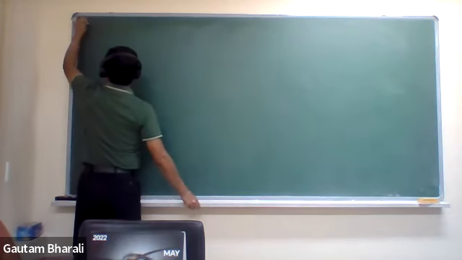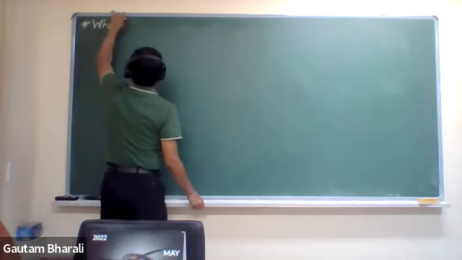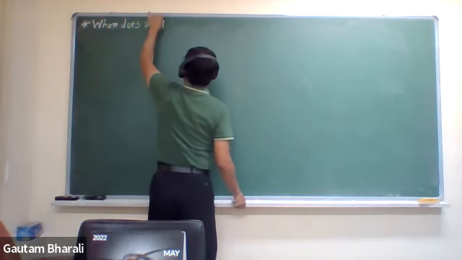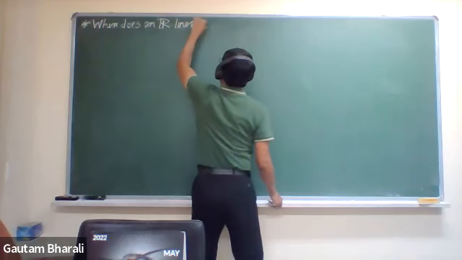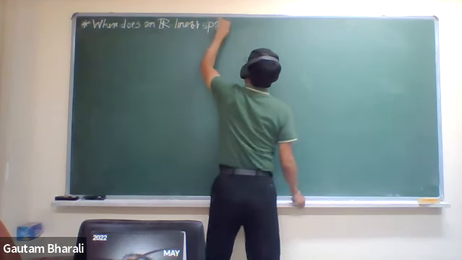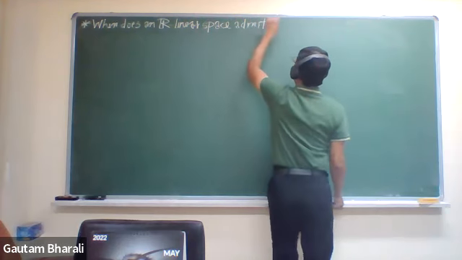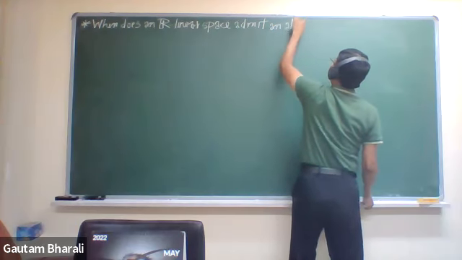So the question arises, when does an R linear space admit an almost complex structure on it?